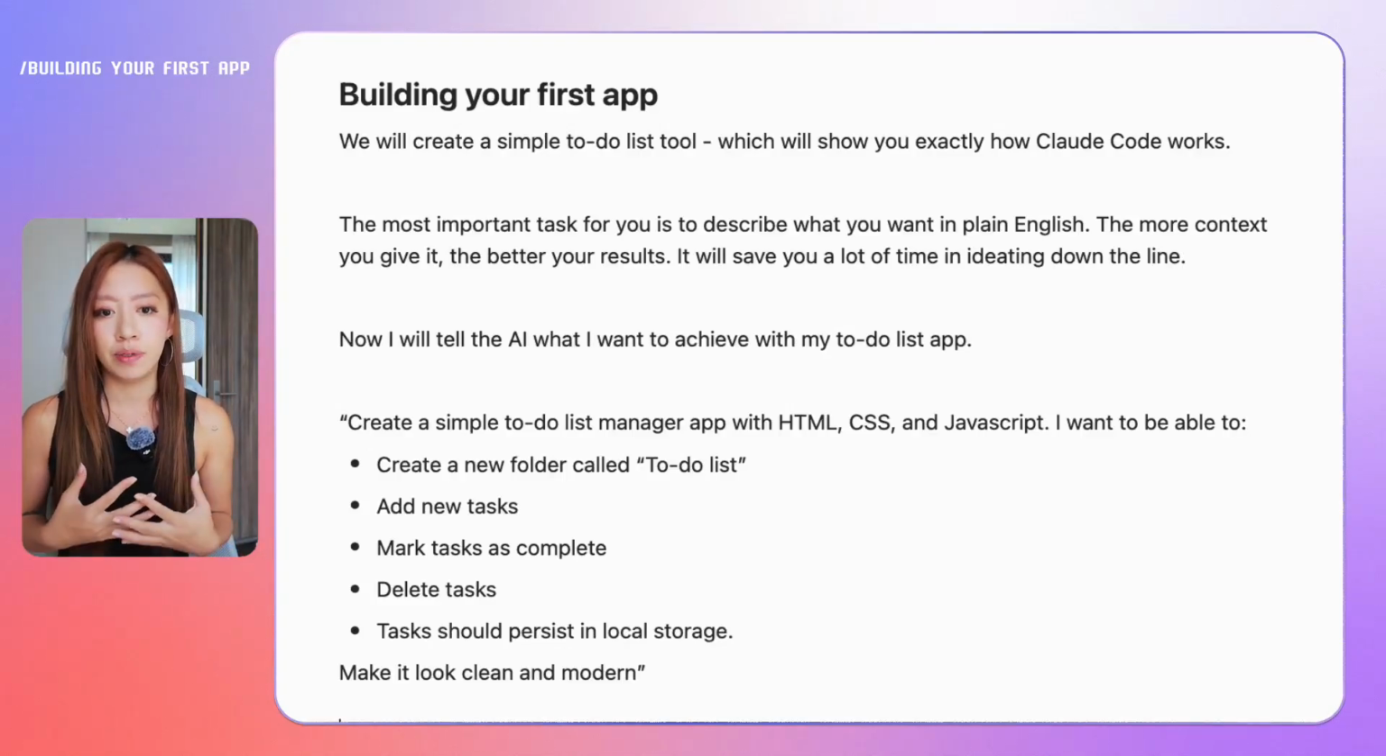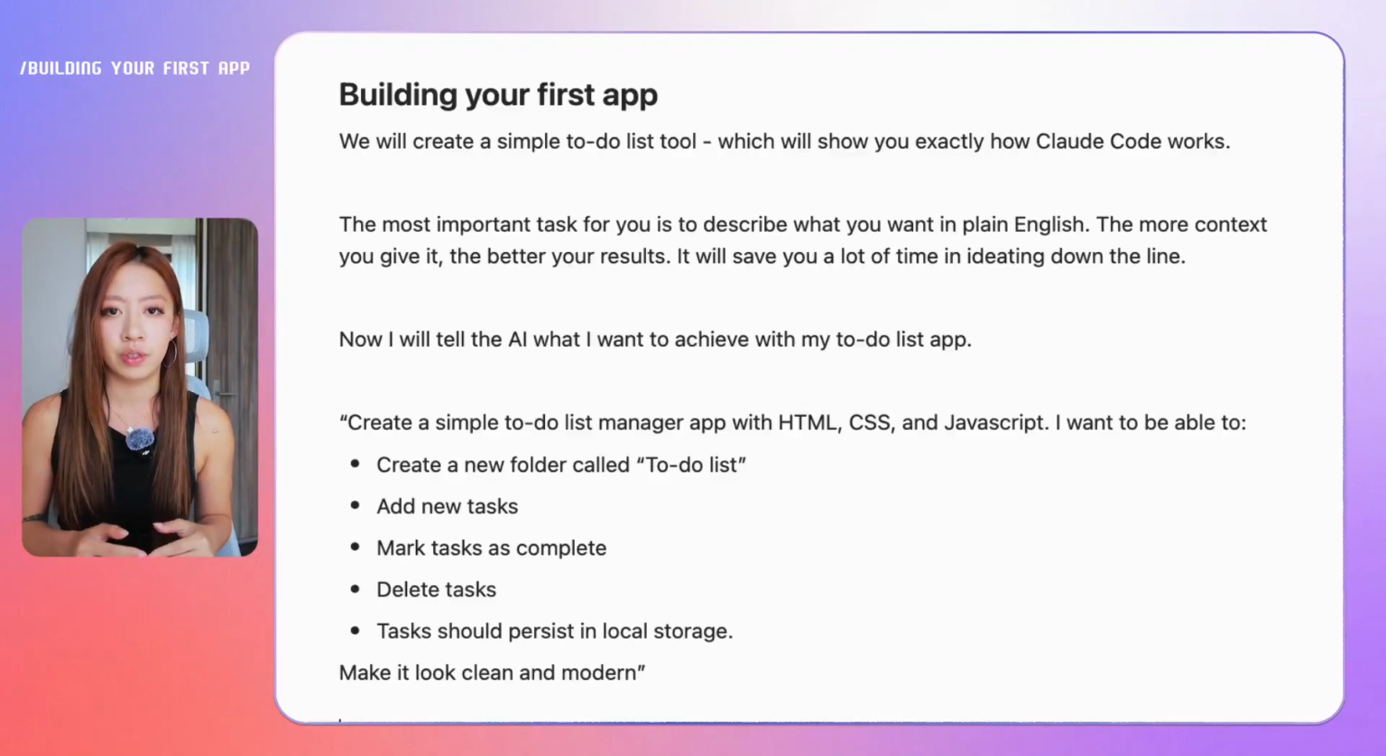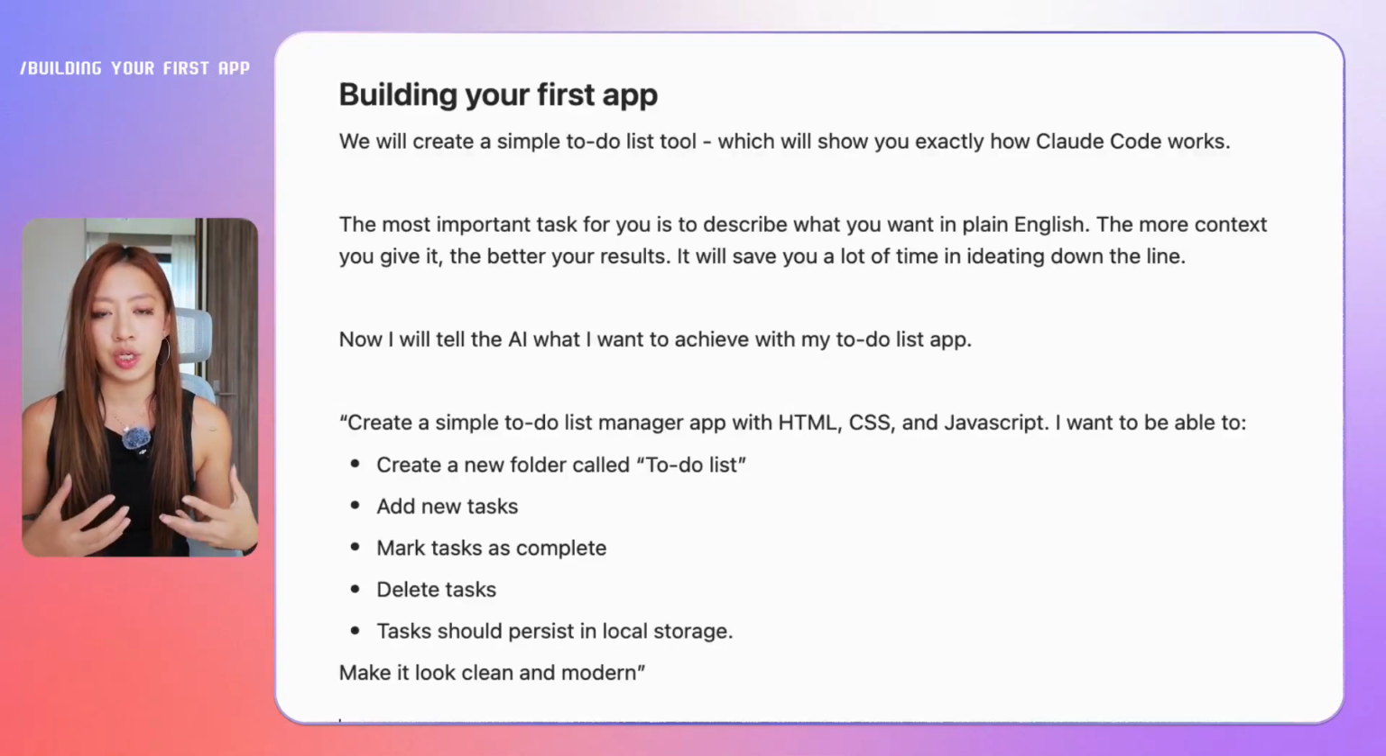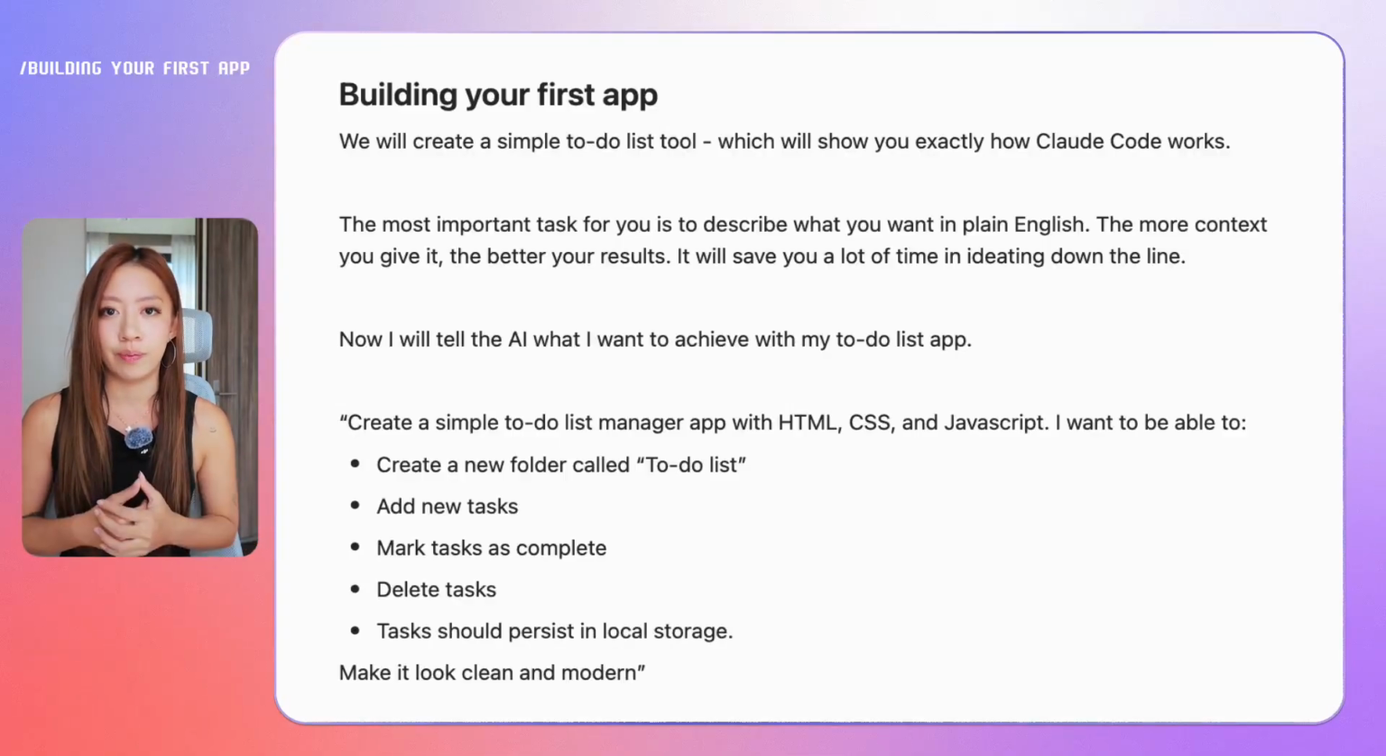Now I will tell the AI what I want to achieve in my to-do list app. I want to create a simple to-do list manager app with HTML, CSS, and JavaScript. I want to be able to create a new folder called to-do list. So this is the folder that the AI will create on your desktop. I want to add new tasks. I want to mark tasks as complete, delete tasks, and tasks should persist in the local storage, which is in my computer. I want to make this look clean and modern, and I will teach you later on how to use Claude skills, which will make your front end look much less like an AI and more clean, more stylish, and you can be more creative with what the output is.